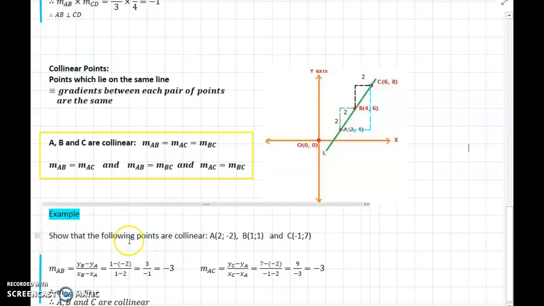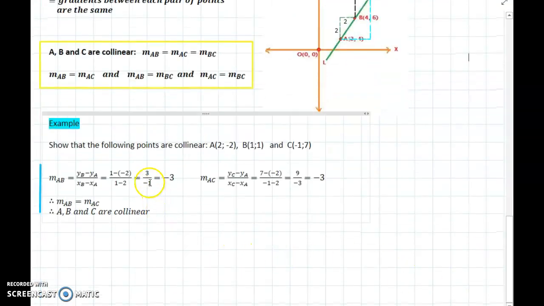So they say, show the following points are collinear. And they give you 3 points there. So we've got A, B, and C. So without having a sketch, we want to actually show that they're collinear. And of course, if we do plot them accurately, they should be lying on the same straight line. So we're going to work out the gradient between these 2 points. You can choose any pairs. I've chosen those 2, and then I've chosen those 2. But you can go and choose BC as well.